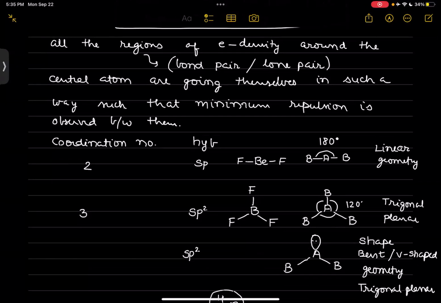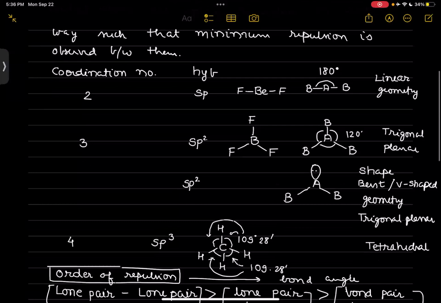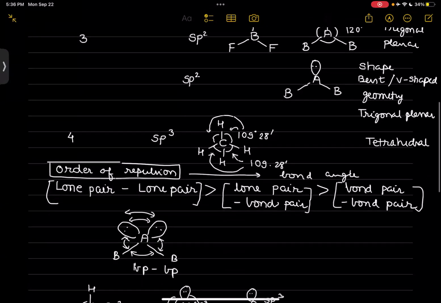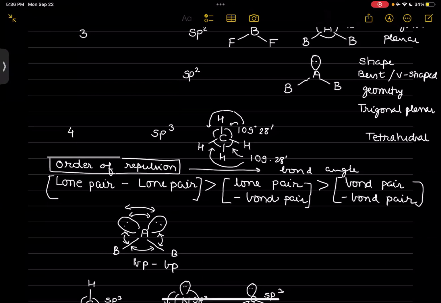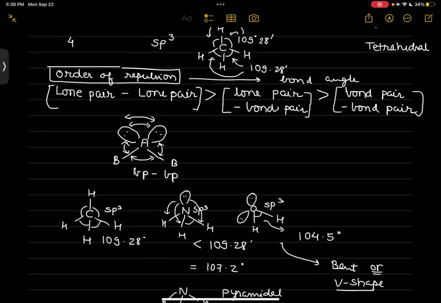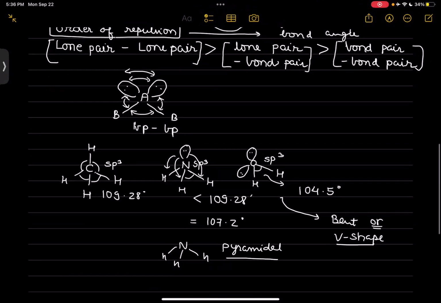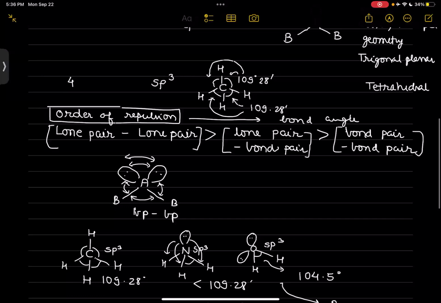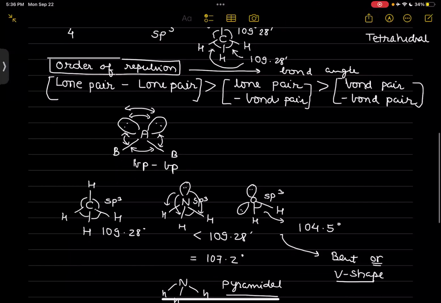If you have two bonds, that is going to be linear. The sp angle is 180 degrees. This we have seen. Three will be trigonal planar, sp2. If you have 4 groups, it will be tetrahedral. Is that clear? So in the order of repulsion, lone pair repulsion is more than lone pair-bond pair. This we have seen.